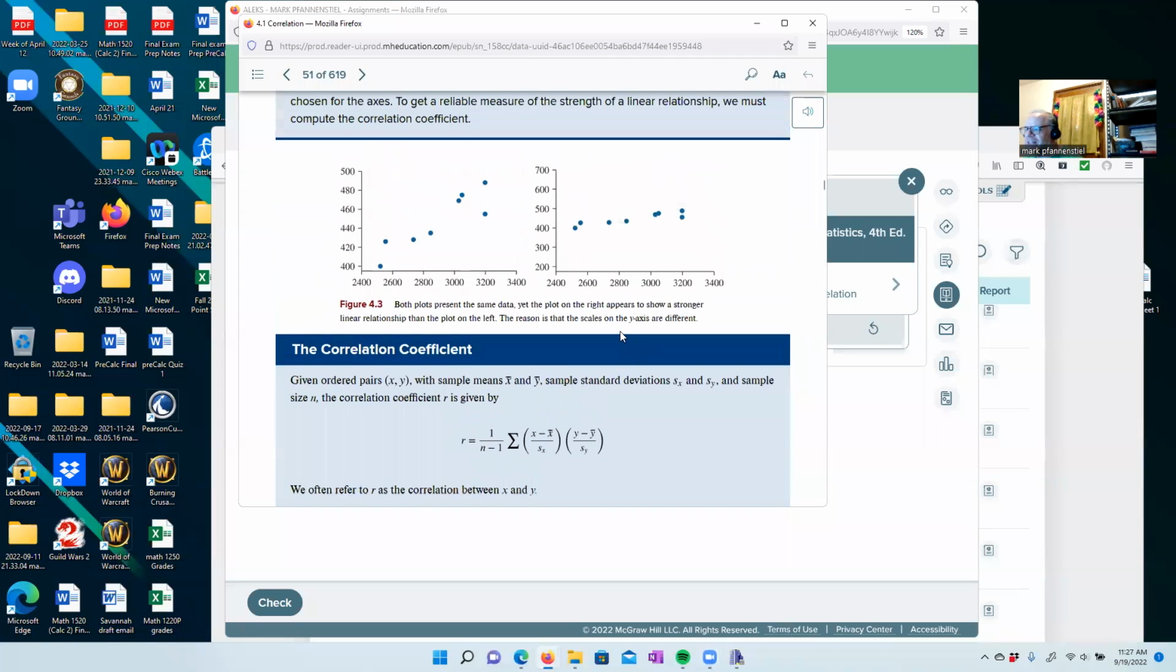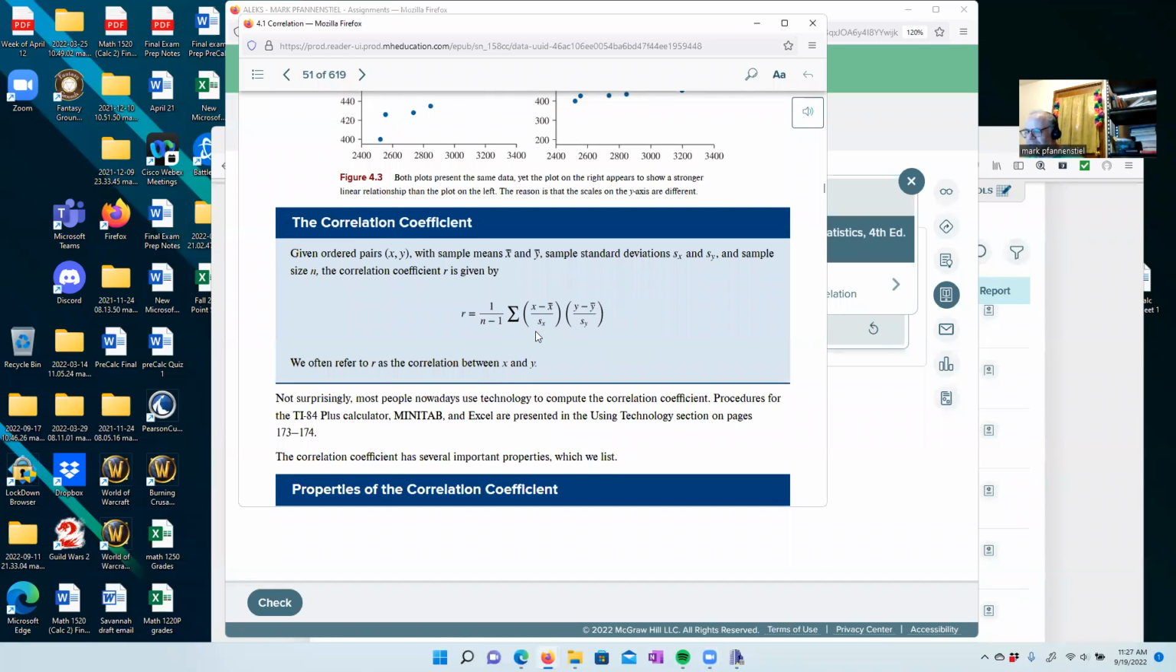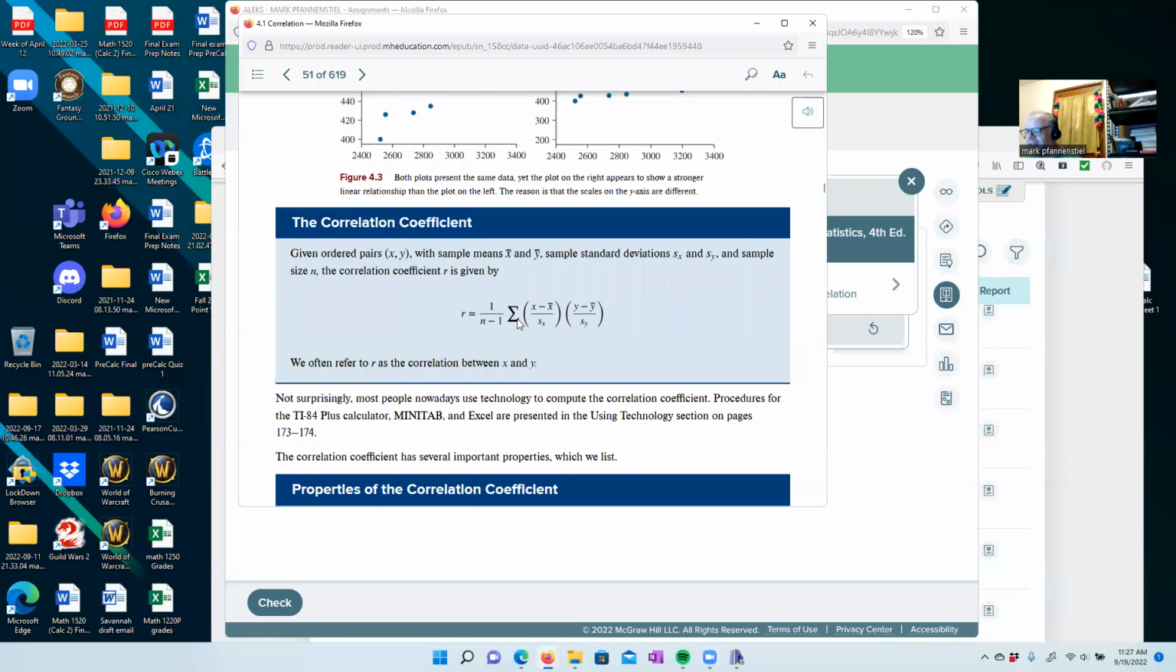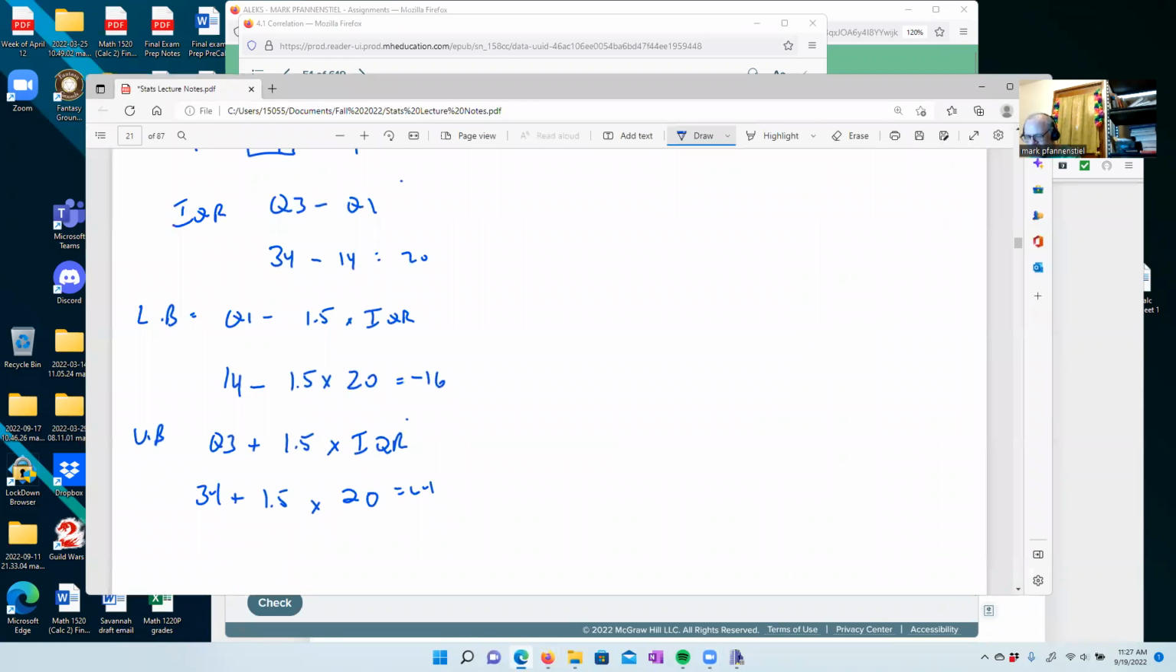The first thing that we're going to talk about is this formula. You are not supposed to memorize this formula. We will ask you to calculate the correlation coefficient here. The idea is your correlation coefficient is going to be between -1 and +1. A couple of things we have to say.